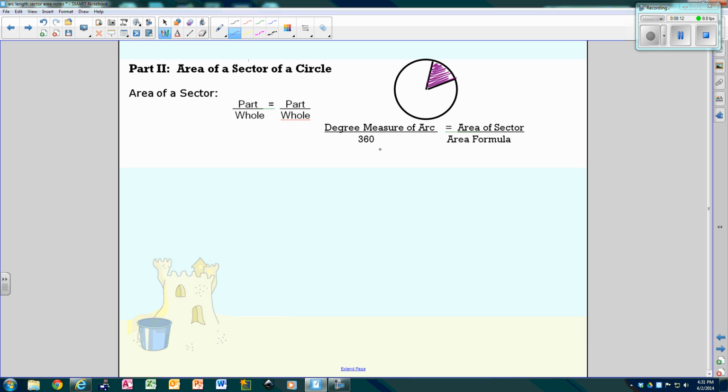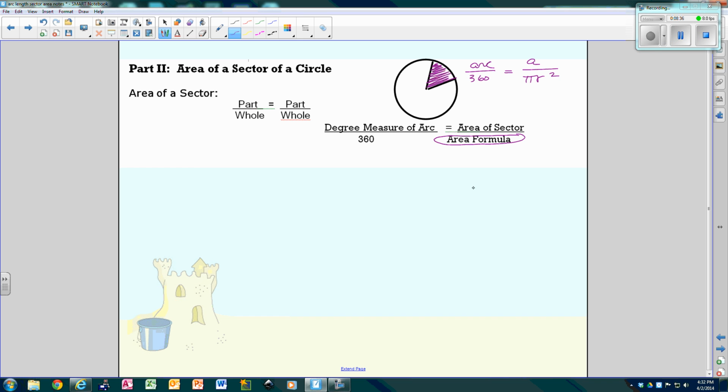And you're going to use almost the exact same formula that you did for arc length. The only thing that's going to change is this formula here. Instead of circumference like we were using, you're going to use area because we're looking for area. So technically you're going to have the arc over 360 is the area over pi r squared.